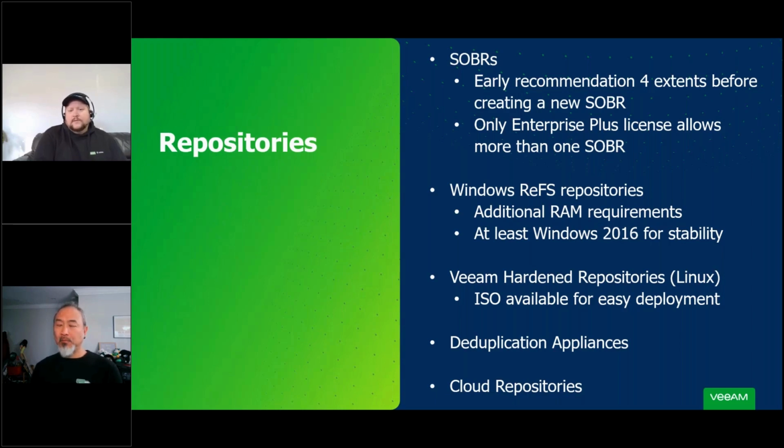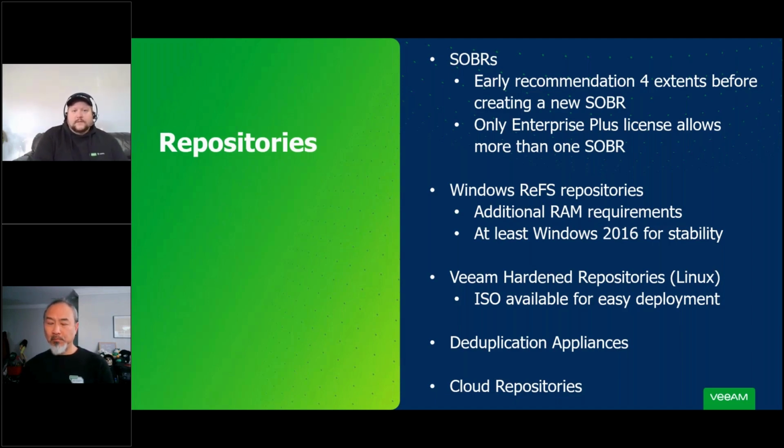And now keep in mind that only Enterprise Plus licensing allows you to go beyond one SOBR. And usually the recommendation is to keep it to about four extents per SOBR. You can go above that. There is nothing stopping you, but it's a good best practice to keep the SOBRs reasonably sized with the four extents.